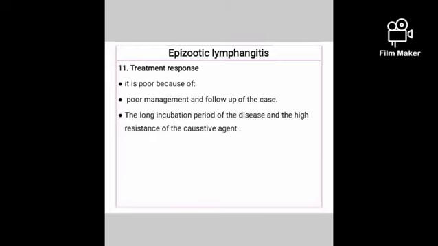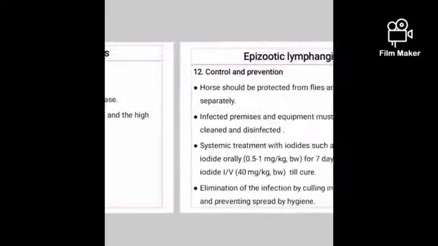The treatment response is poor because of poor management and follow-up of the case, the long incubation period of the disease, and high resistance of the causative agent.